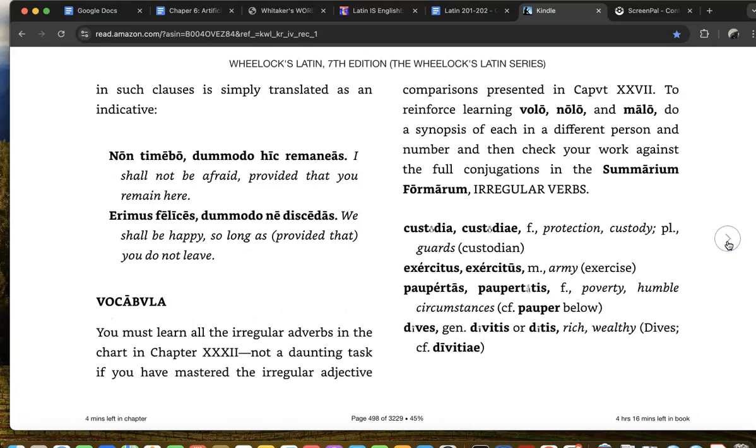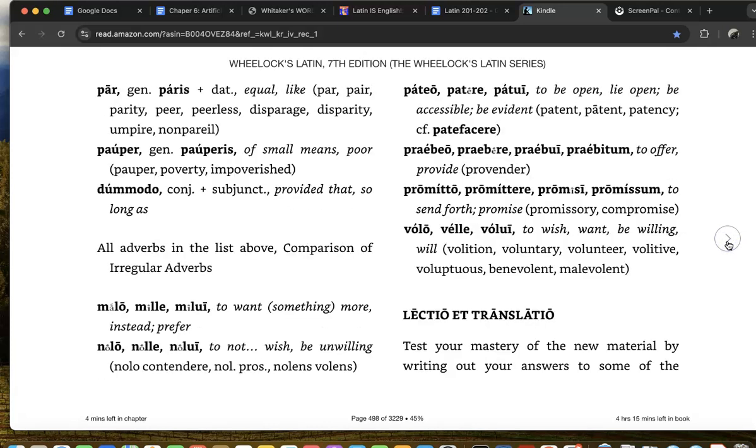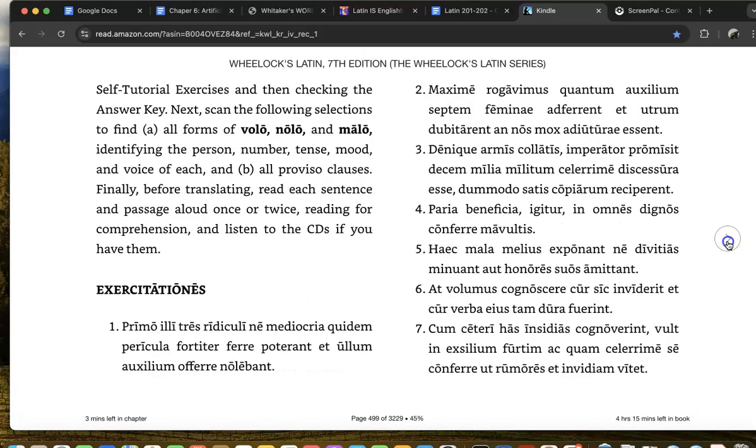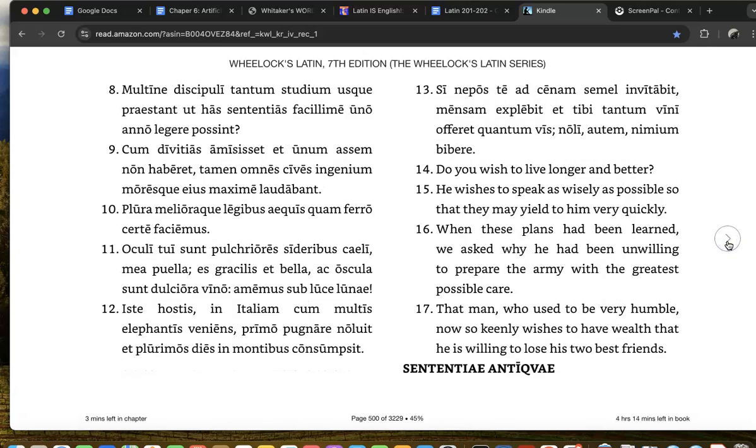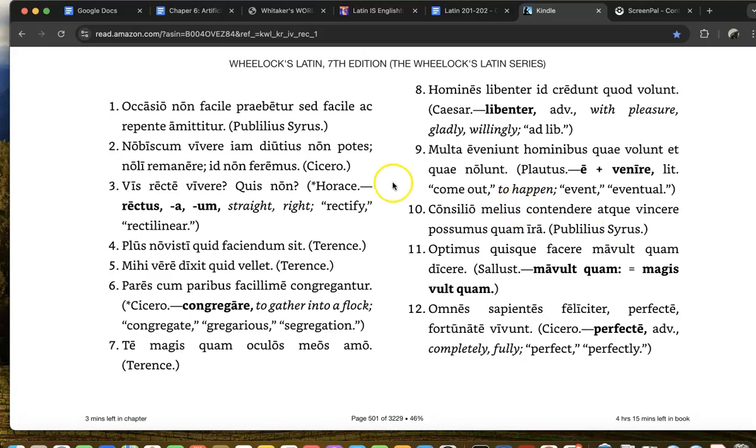Let's jump right into the examples here. And I think you'll agree this chapter is fairly straightforward as far as Latin goes at this point. So, numquam occasio non facile praebetur, sed facile ac repente amittitur, by Publius Syrus. This, of course, is where we get the word occasion.